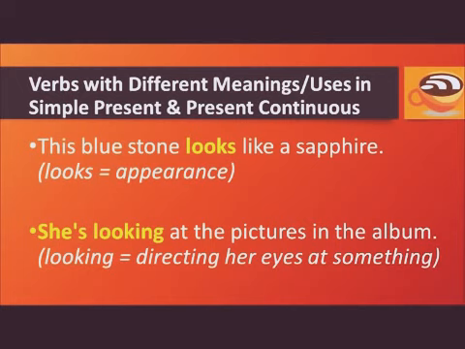This blue stone looks like a sapphire. Looks refers to appearance, an intrinsic quality of the stone. She's looking at the pictures in the album. Looking is continuous because it refers to an action, directing her eyes at something.